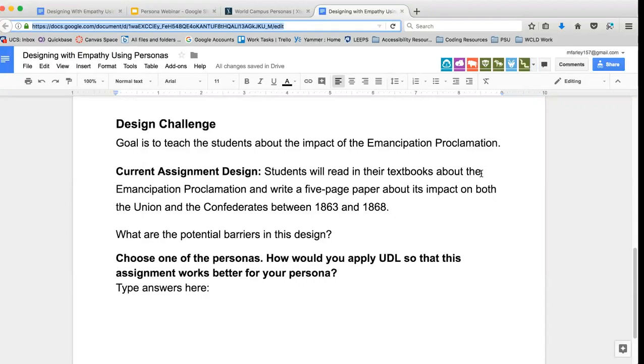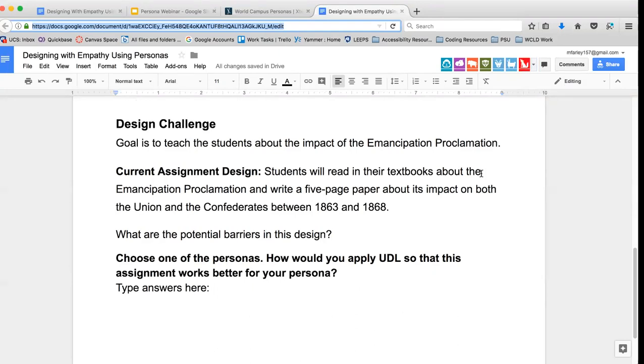So pretend you're teaching a course, and the goal is to teach the students about the impact of the Emancipation Proclamation. The current assignment design is that students will read in their textbooks about the Emancipation Proclamation and write a 5-page paper on its impact on both the Union and Confederates between 1863 and 1868.